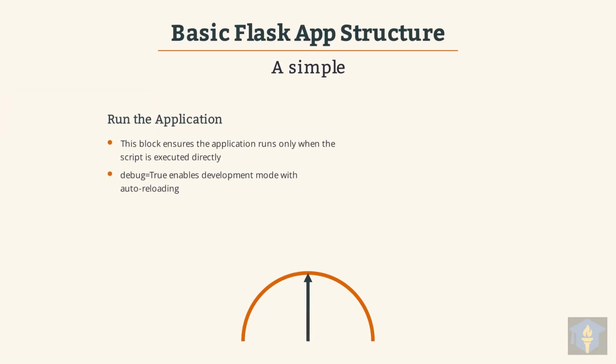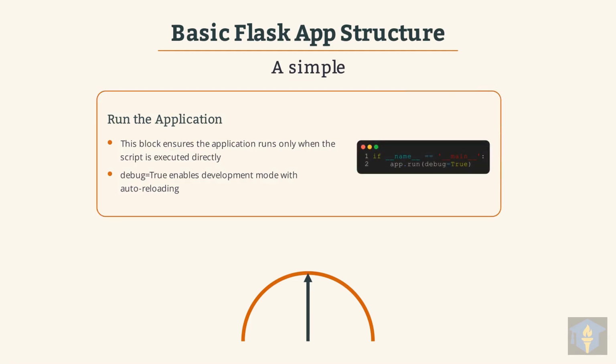Finally, we need to run the application, making it accessible through a web browser. This block ensures the app runs directly, and debug=True enables development mode with auto-reloading. This code block starts the Flask development server, allowing you to test your application.